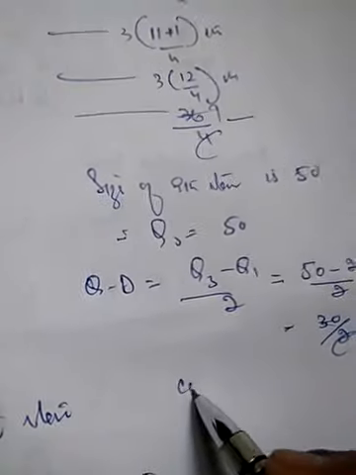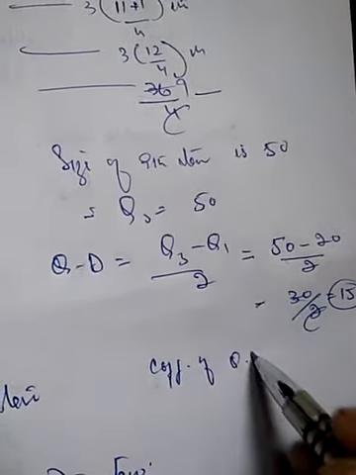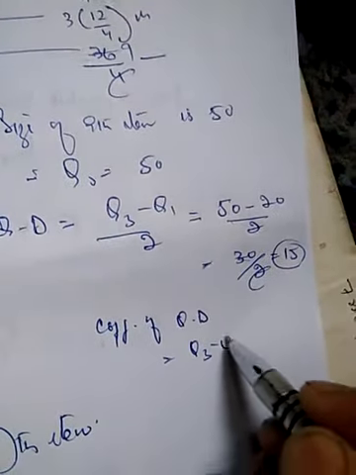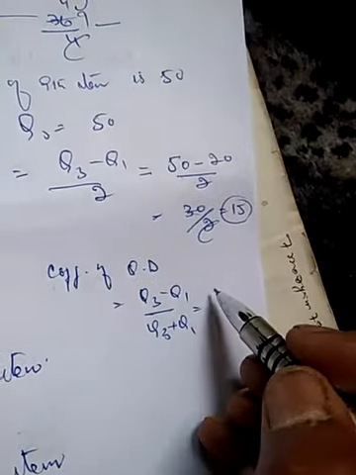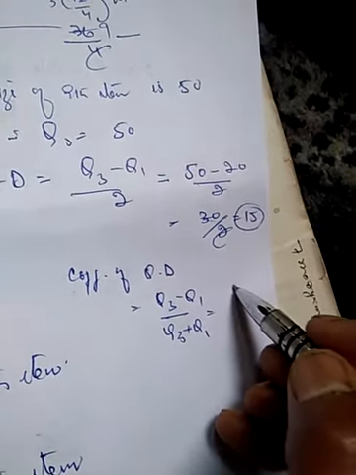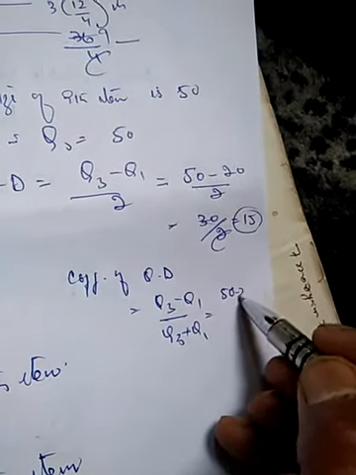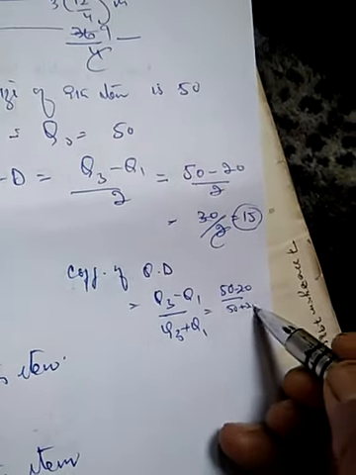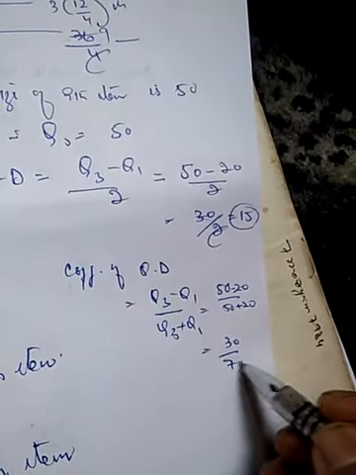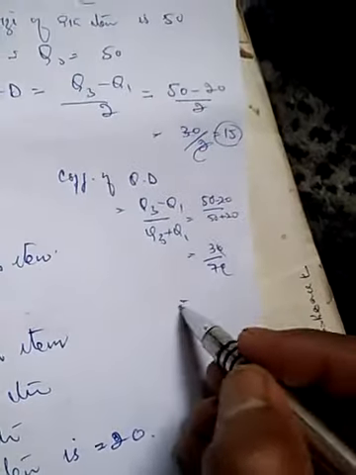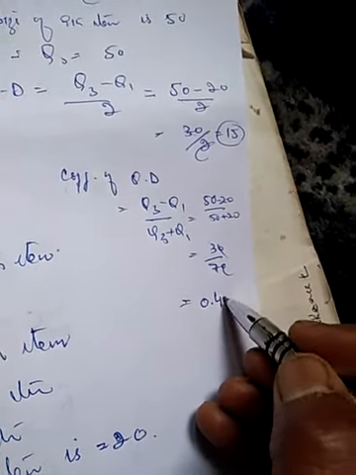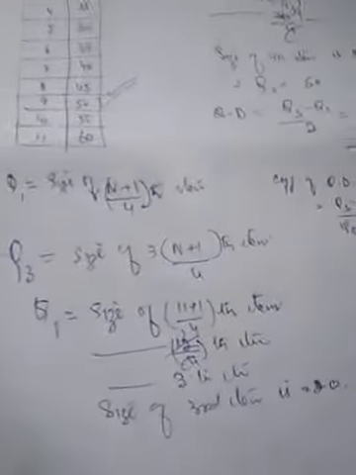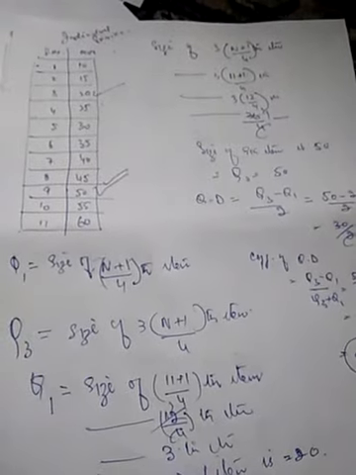Now we have to look for the coefficient of QD. Coefficient of QD will be Q3 minus Q1 divided by Q3 plus Q1, that is 50 minus 20 by 50 plus 20. That is 30 by 70. Right? 0.43 is the coefficient of QD. This is how we calculate quartile deviation for an individual series.